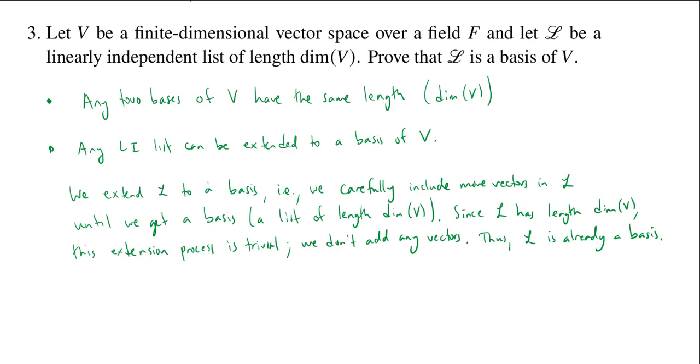And there we go. This is ultimately not a very difficult proof because you're just combining a couple of nice results we have. The challenging thing is just making sure you can visualize this. We have a list of a certain length. We know that if you have a basis, it also has to have that same length. And we know we can extend the list to be a basis, but it's already the right length, so it must already be a basis.